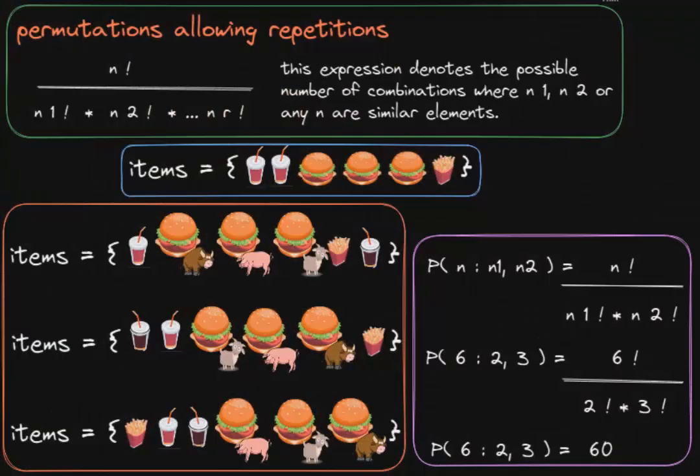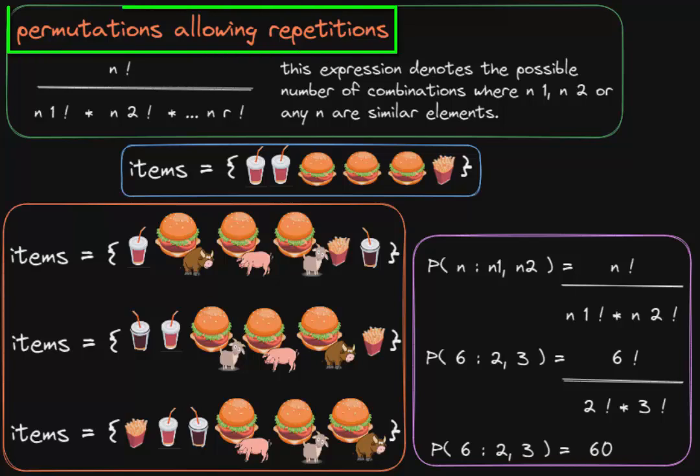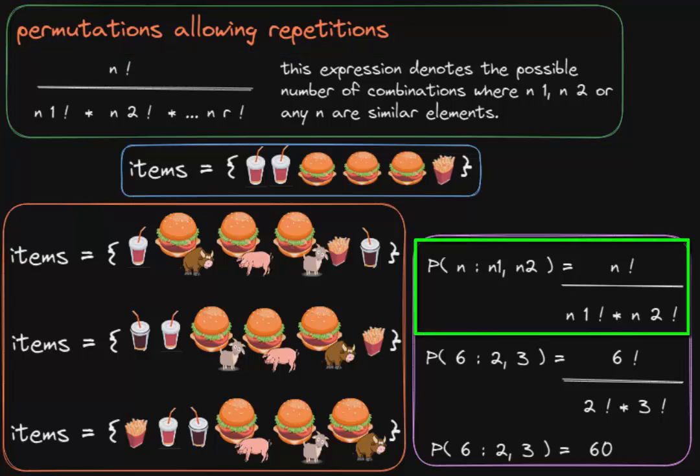Until this point, all the permutations we have seen consider a set of unique elements. But what happens if we have duplicate elements? This is called a permutation allowing repetitions. The number of outcomes is given by this expression right here.